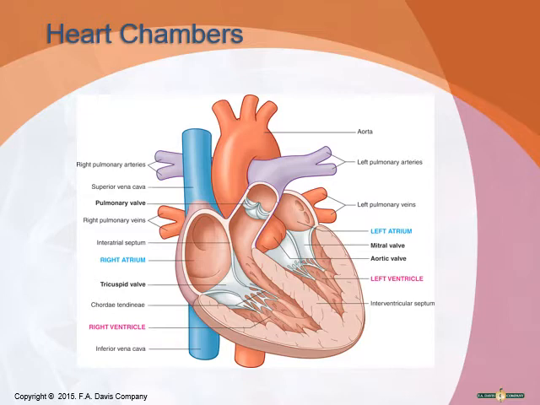And the next place blood will encounter a valve is between this left atrium and left ventricle. This valve is called the mitral or bicuspid valve. And finally, as blood is about to exit the heart, the last place to prevent backflow and the last valve is between the left ventricle and aorta. This one is called the aortic valve.